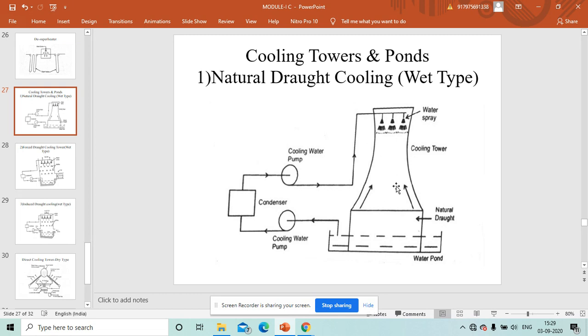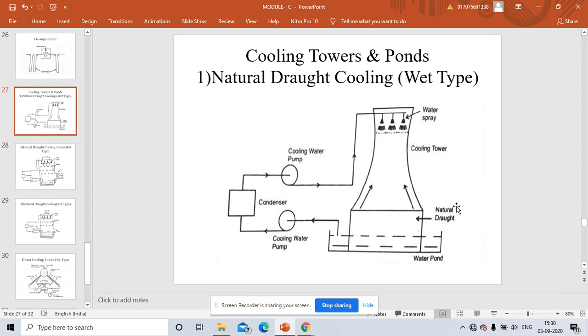Because hot water will be coming down like this, a low pressure region will be created because of the density difference. To fill that space, the cold air surrounding the tower will come into the cooling tower, and as it absorbs heat, its density will be lower, and it will float in the upward direction.